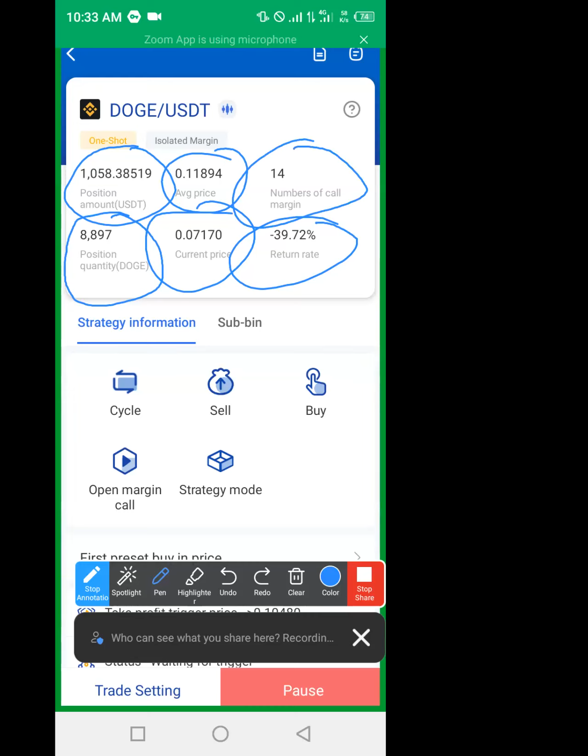Number of margin calls, that is the number of times that the robot has bought. You remember we are doing quantitative trading. We don't put all our capital all at once. We just go with smaller amounts, and then we instruct the robot that we are buying with this.